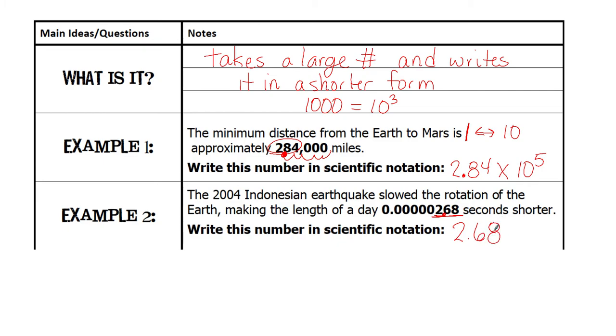Now, I've got to count how far I moved my decimal place. So I'm going to go, okay, I moved it 1, 2, 3, 4, 5, 6 places. Negative 6. But I moved it in a negative way. I moved it less than 1. So it's negative 6 because I moved it to the right versus to the left.